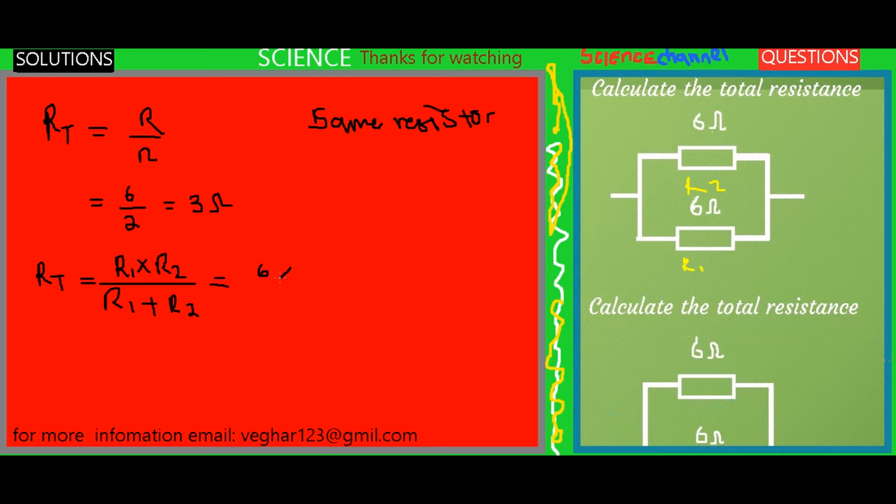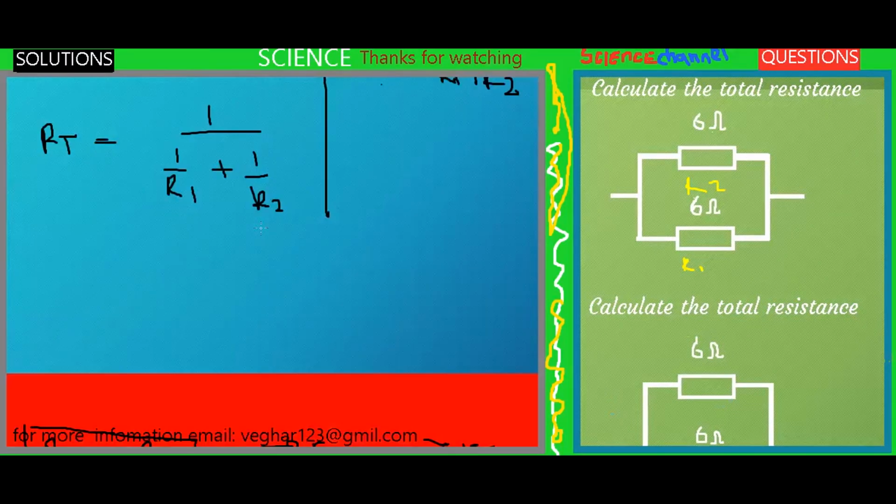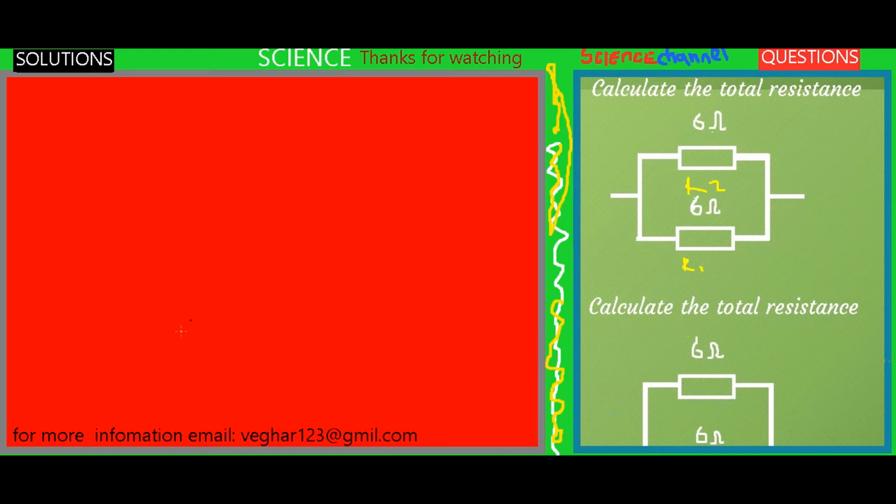And so we'll have 6 times 6 divided by 6 plus 6, which equals 36 over 12. So this one is for identical resistors, if they have the same resistance. So this one is for each and every one. So how many 12s are here? There are 3. So we have total resistance as 3 ohms. So you can continue checking using the other formulas, but you'll get the same answer.